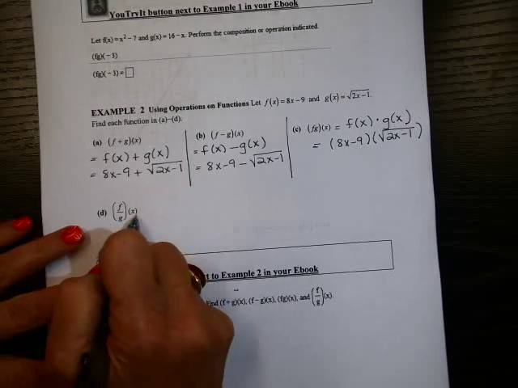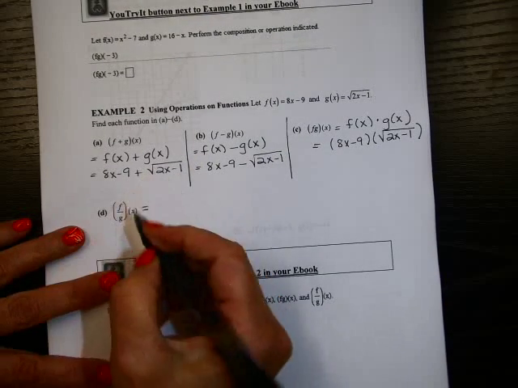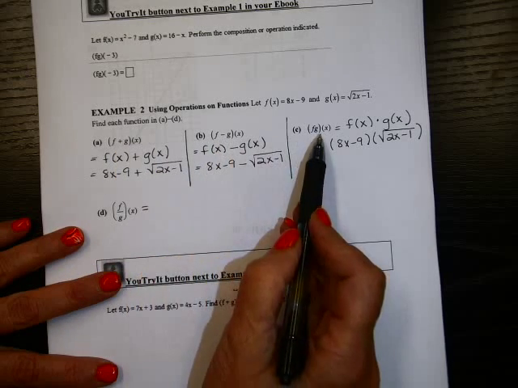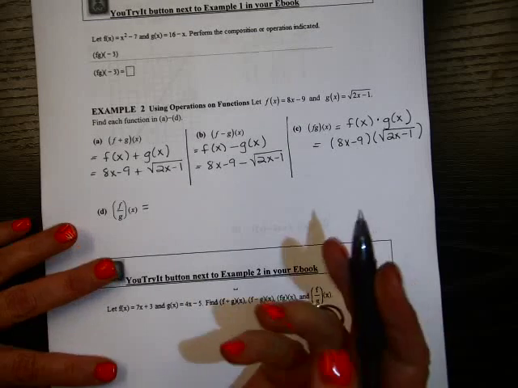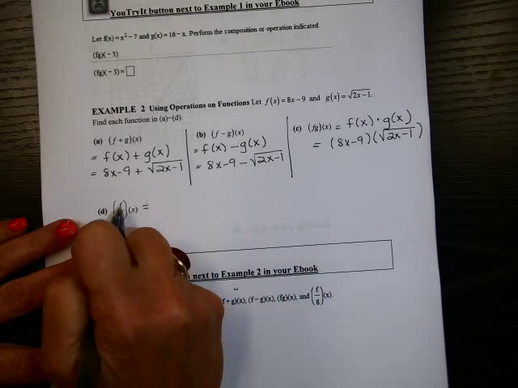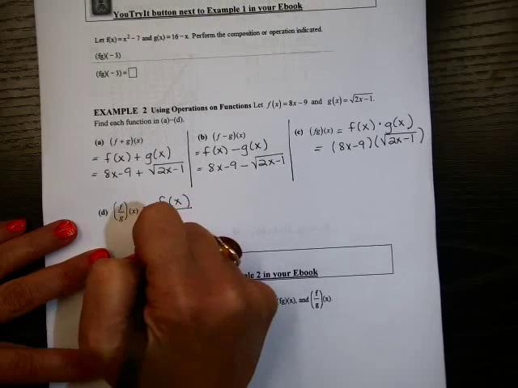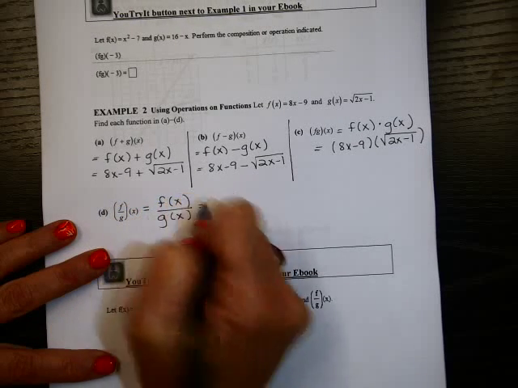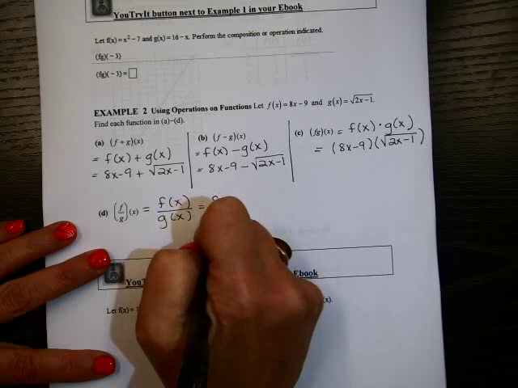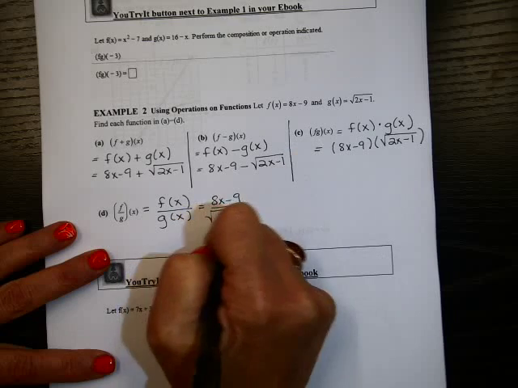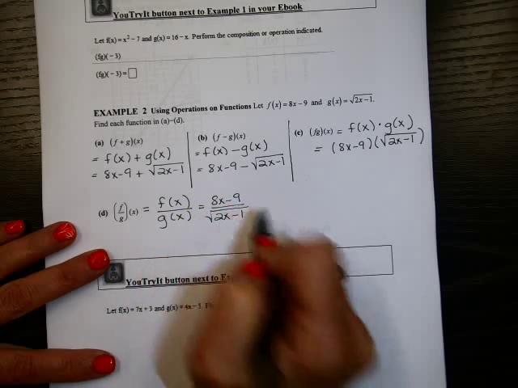The last part is D. It's the division. Again, we've practiced addition, subtraction, multiplication, and now division. So I have f divided by g of x, which means f of x divided by g of x. And f of x is 8x minus 9, and g of x is the square root of 2x minus 1.